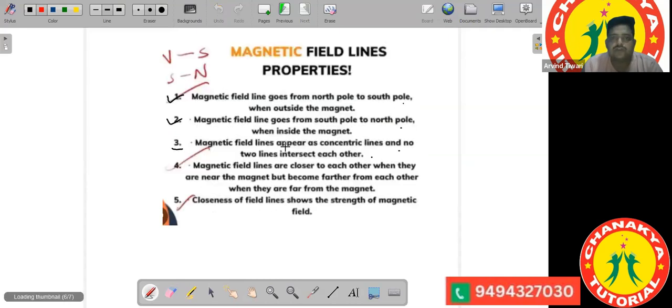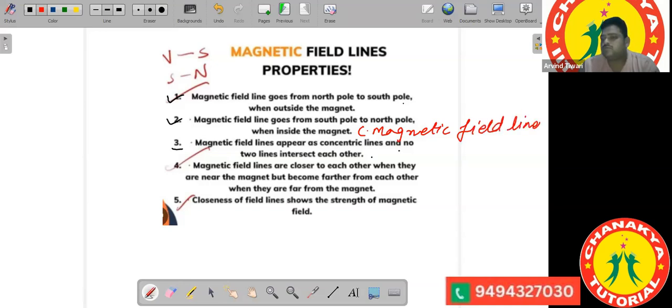So just go through all these 5 points. In the second point, you can also add magnetic field lines form closed loops.